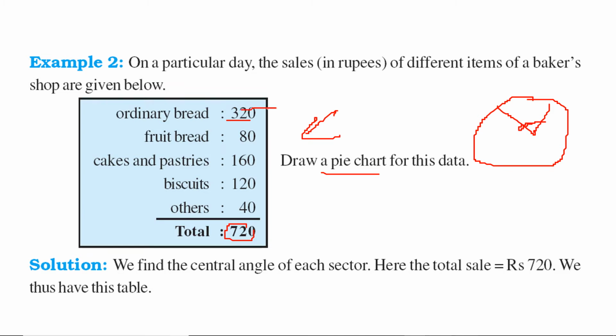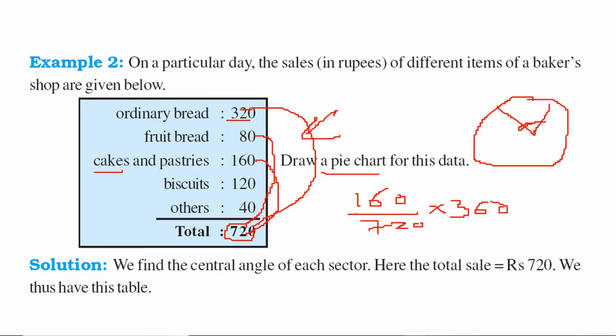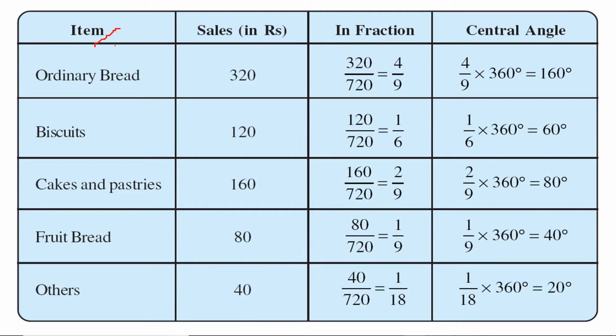So it's quite easy. 320 by 720 into 360. 80 by 720 into 360. 160 by 720, because 160 is the part of 720 being taken by, say, cakes and pastries, and in order to get the angle you just have to multiply by 360. So we will make a table: item, sales, and fraction, that is 320 by 720, 120 by 720, 160 by 720, like this. These are the fractions, and we just have to multiply each fraction by 360 degrees to get the angles.